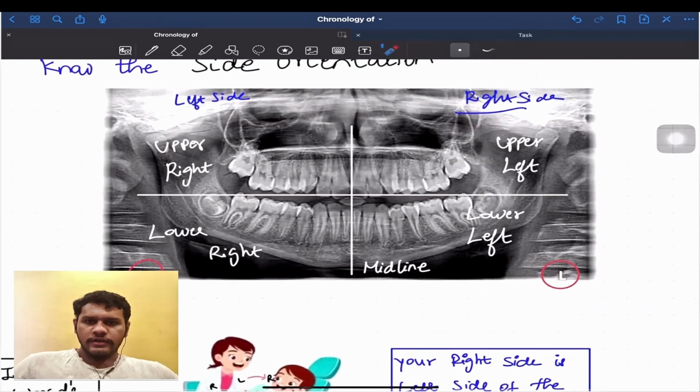This order is followed in dental OPG and X-rays. If you want to read an OPG, you first have to orient the side. Is that right or left? Always your left side is the right side of the patient. Then come the two lines. One line is called the midline or mid-sagittal plane. The second line divides the upper and lower jaw. See this? It is the horizontal line. This is the vertical line.